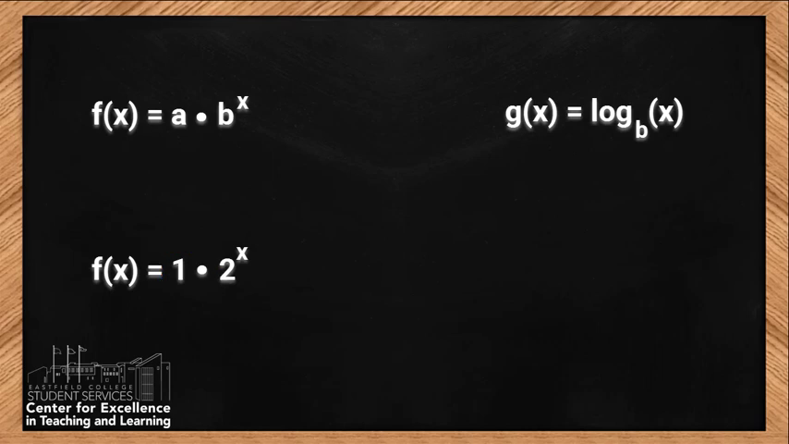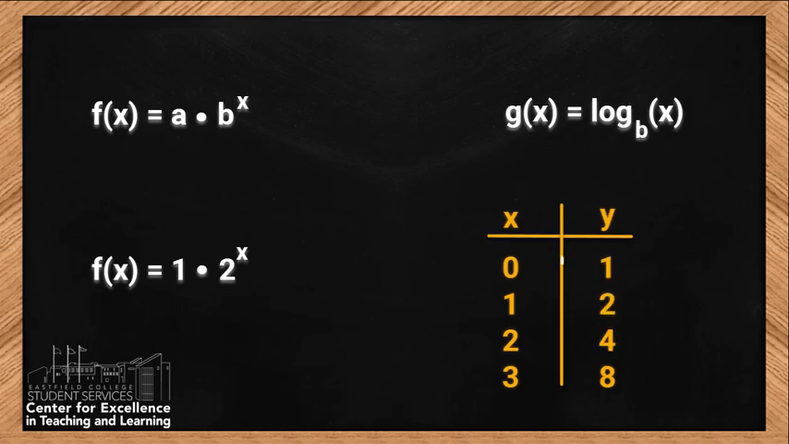And if you think about the input and output values of this function, you can make yourself a little xy table, and plug in values of x: 0, 1, 2, 3, and so on. You can plug in any values you want there. When you plug in 0 for x, you get 1. When you plug in 1, you get 2. When you plug in 2, you get 4, and when you plug in 3, you get 8.